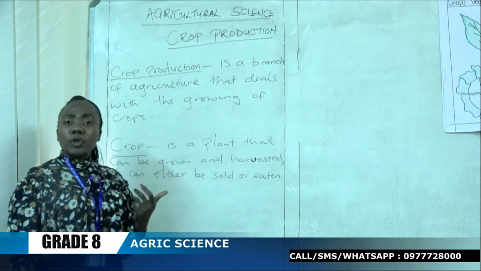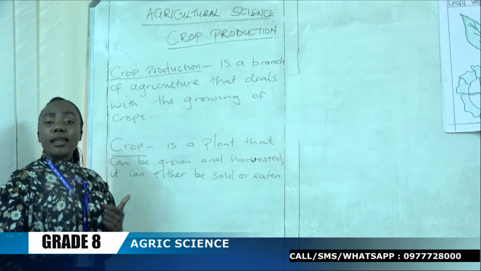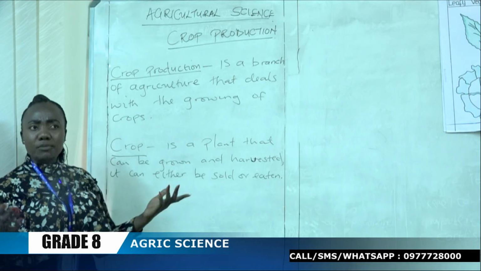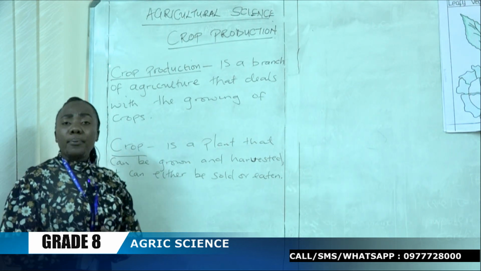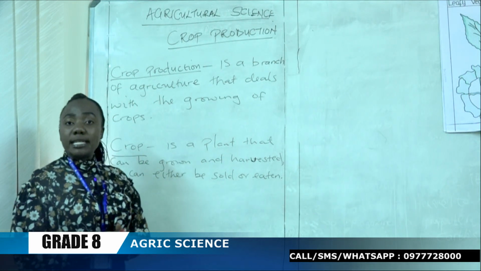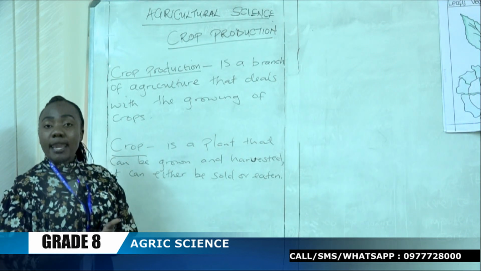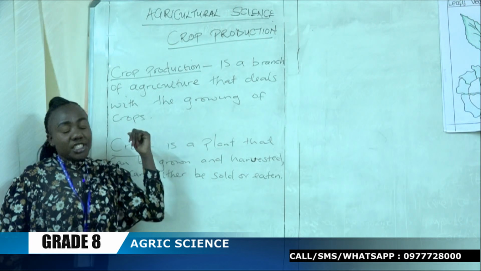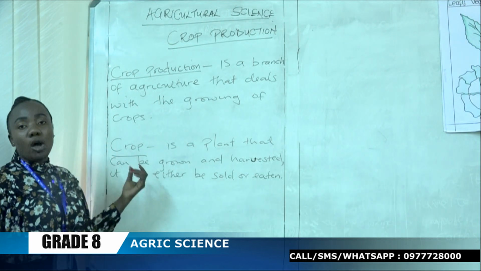We're also supposed to define what a crop is. What is a crop? What comes in your head when you hear a crop? Okay, so a crop is a plant that can be grown. After it has been grown, it can be harvested. After we harvest a crop, it can either be eaten or sold. Okay, so I have a definition of crop production here on the board. I also have a definition of a crop on the board.